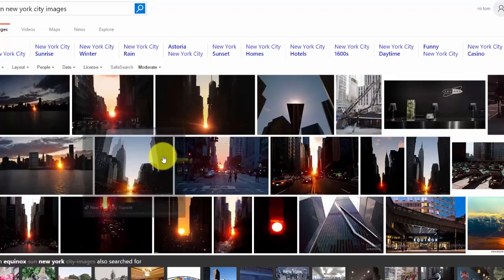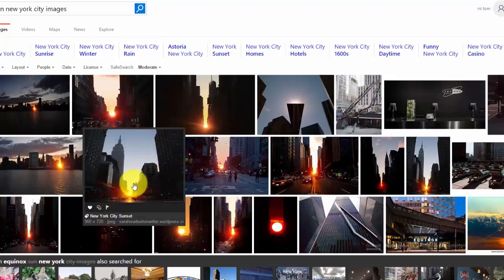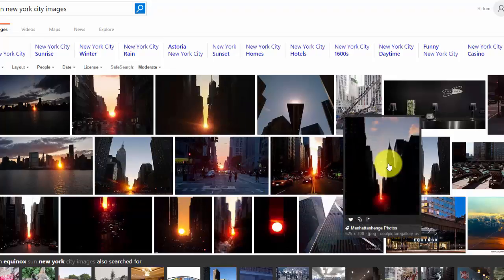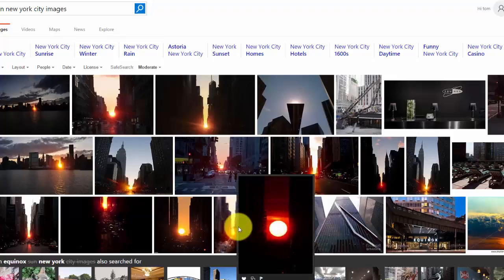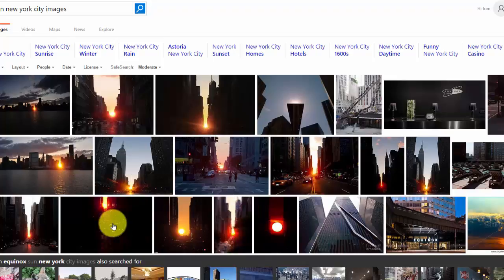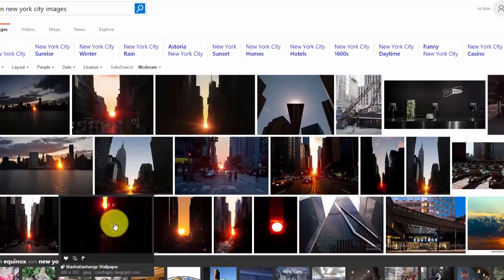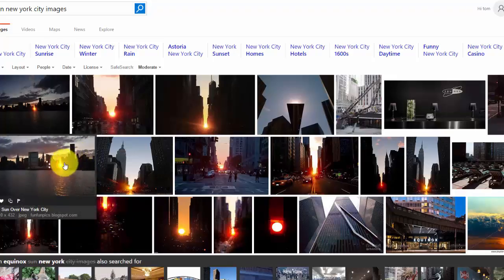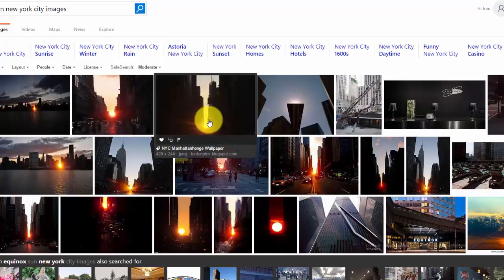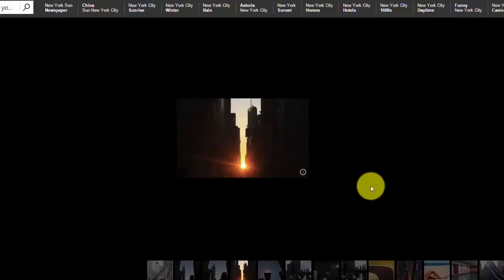I'll show a blow up of this one. That one's at sunset. One of them actually says, this one's at solstice. That would be looking that it would look something like this. That's a small image, but you can get the idea.